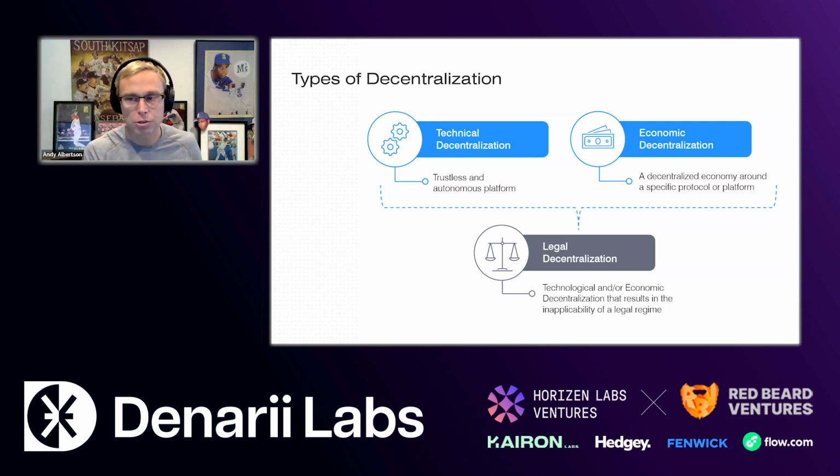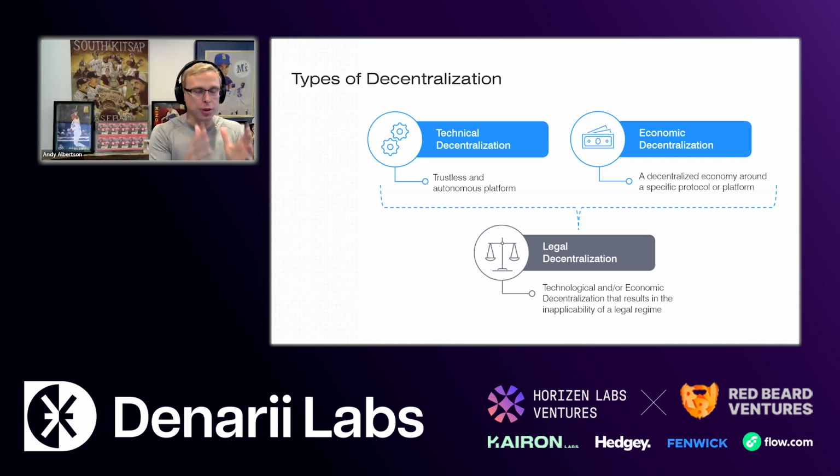Like it still works. And then, the way that we think about legal decentralization is really technological and/or economic decentralization that results in the inapplicability of a specific legal regime. All right, so let me unpack that a little bit. That's a mouthful. So laws were enacted for a specific reason, right? And if the model is decentralized in a way so that the underlying reason for the law no longer exists, then it's decentralized and the laws should not apply when you're thinking about it from an intellectual and rigorous perspective.